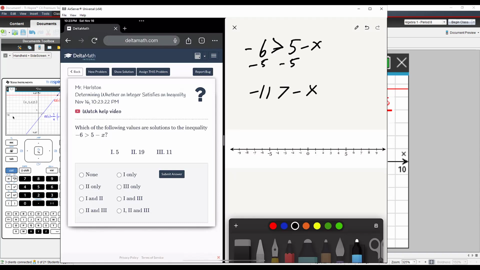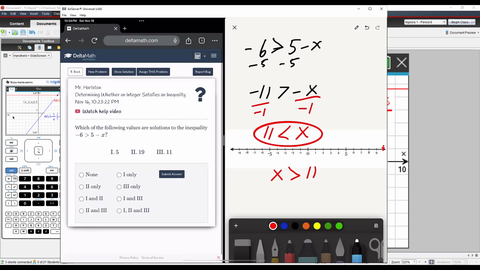Now remember, I've got to divide by negative 1. So this is going to be 11, and I've got to flip the inequality. So this says 11 is less than x, which is the same thing as x is greater than 11. So I'm going to go out here to 11. Anything that's greater than 11, I can use.